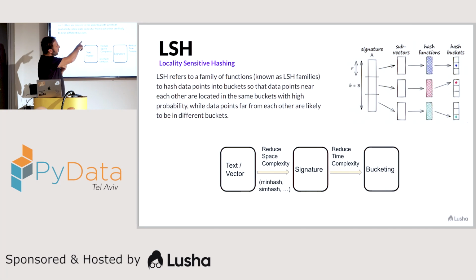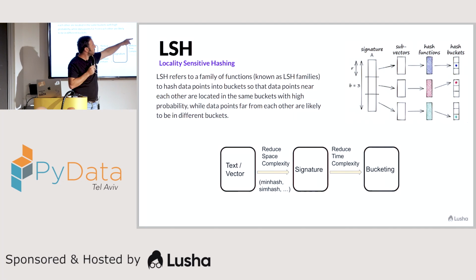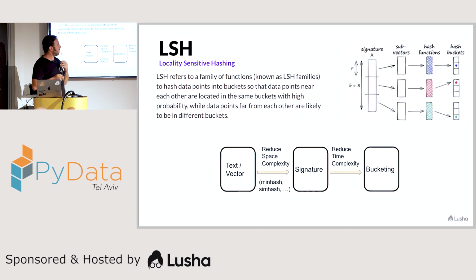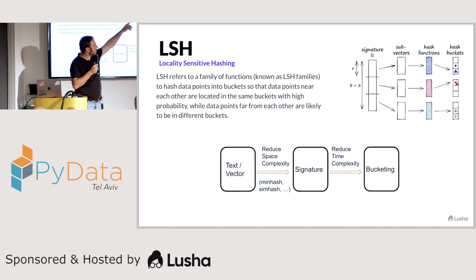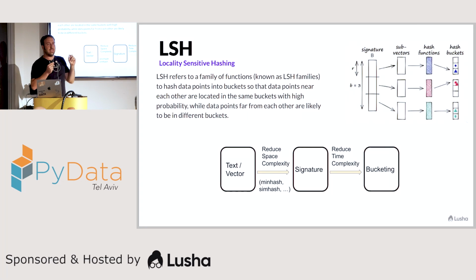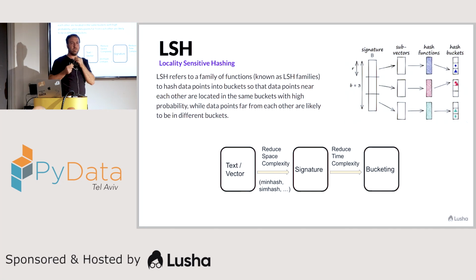So if you've got signature A, let's say this is Elon Musk's first tweet, you divide it into subvectors and hash them into separate buckets. Now we've got signature B, and you can see that in some of the hash functions it goes to different buckets, but on the red one it goes to the same bucket. That's how we know to flag those two signatures, those two texts or vectors, as comparison candidates.